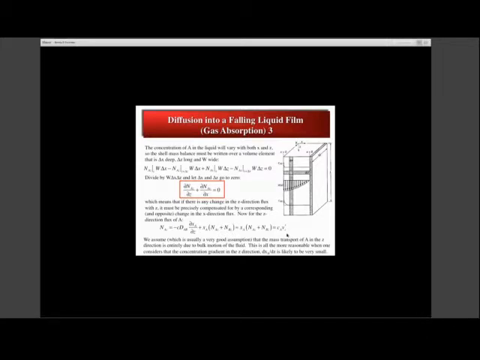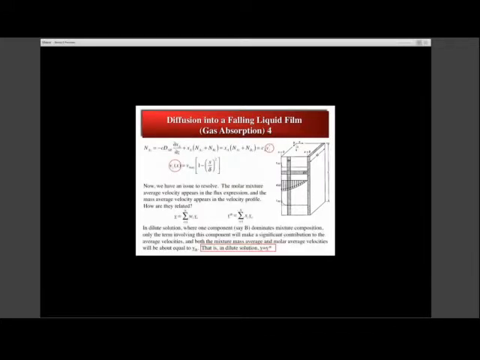Now, you can do an order of magnitude analysis of these terms, and you can determine under what conditions this is a valid assumption. But under practical gas absorption conditions, this is certainly a reasonable place to start. And another way to argue this is that any concentration gradients of XA in the Z direction are likely to be small relative to the concentration gradients of XA in the X direction.